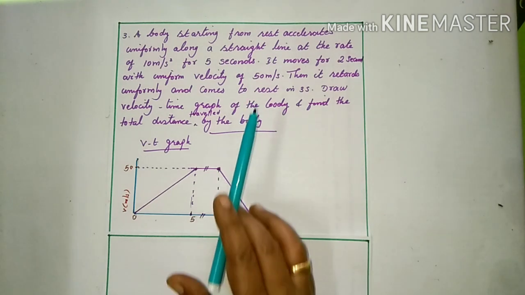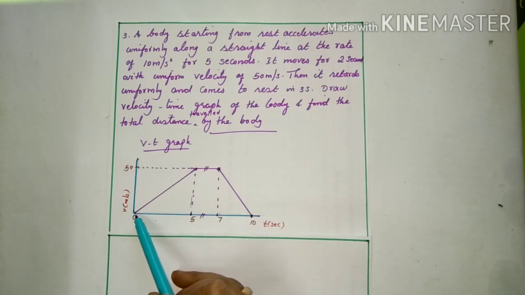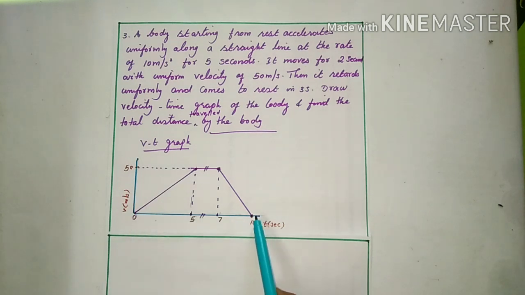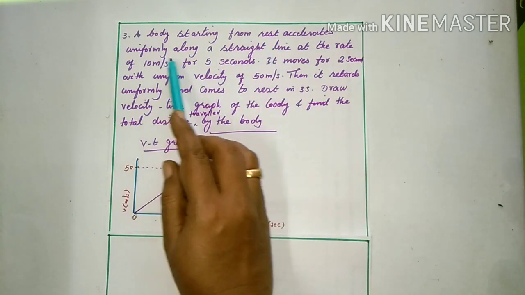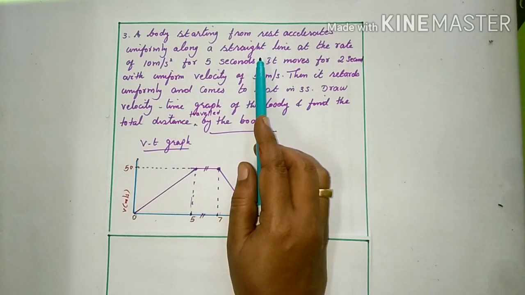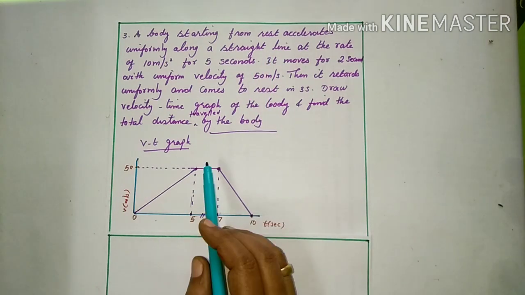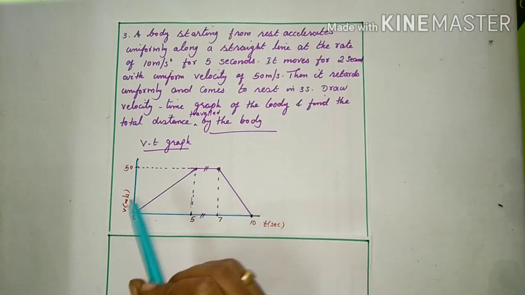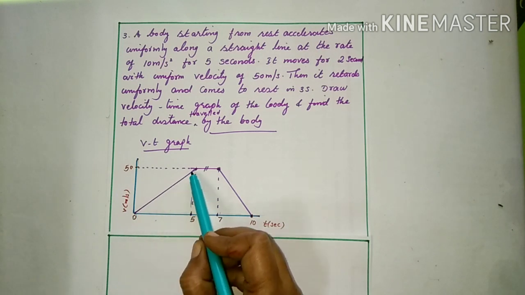First you want to draw the VT graph by taking velocity along the y-axis and time along the x-axis. The question says a body starting from rest accelerates uniformly along a straight line. For uniform acceleration, the graph should be a straight line inclined to the time axis. Body starting from rest means velocity is 0 at time t equal to 0, and the nature of the graph is a straight line.